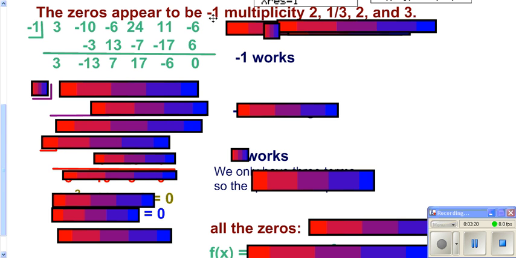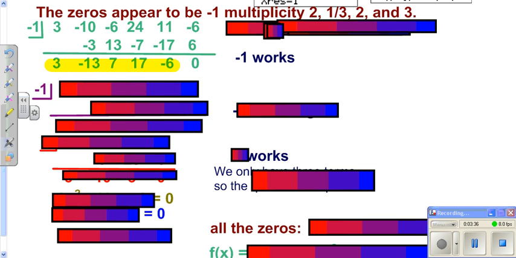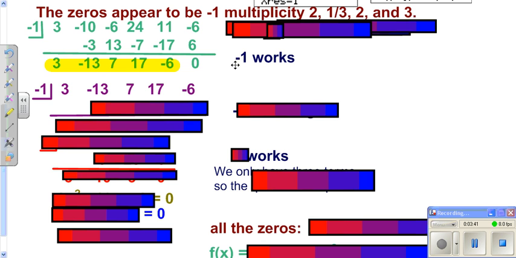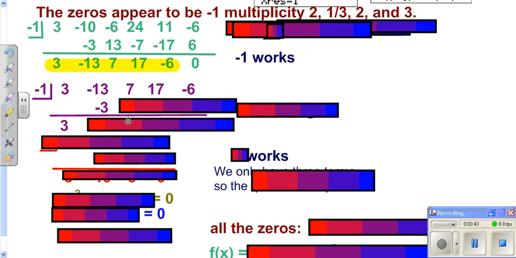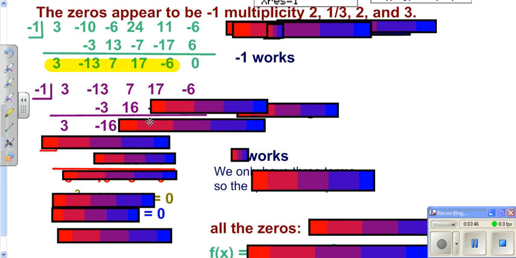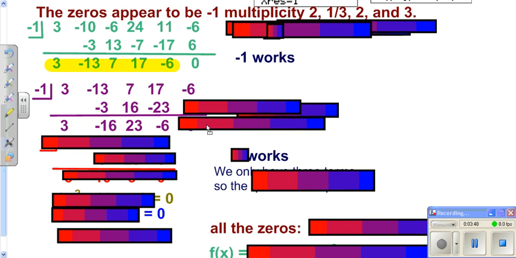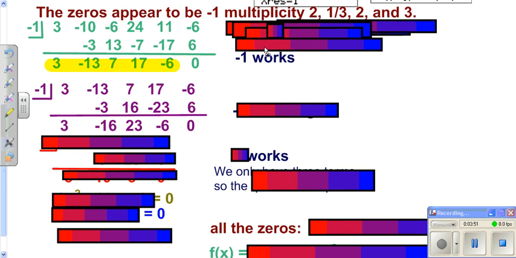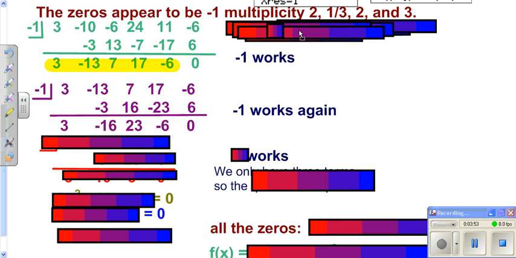But since it says -1 multiplicity 2 because it bounced off, we should go ahead and try -1 again. But we're only going to work within our quotient because we don't want to go back to the original. We only want to work with the quotient. So we're going to only work with the quotient and try -1 again. And -1 works again, which we anticipated.